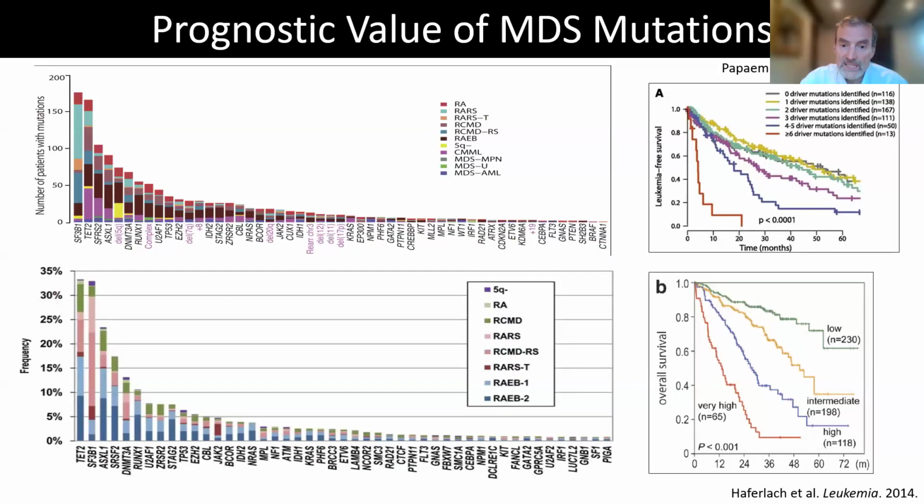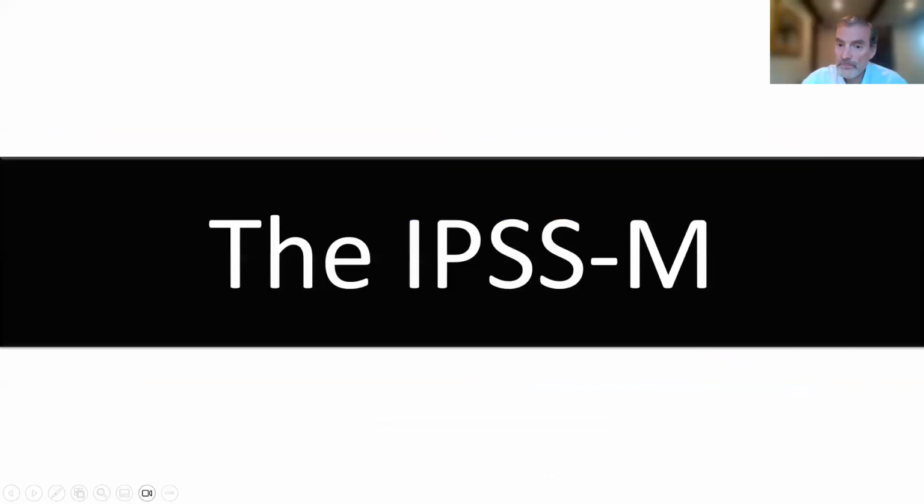Now, this has been repeated many times. As I mentioned, now we know not about 5 genes that are adverse, but we know closer to 48 genes or 50 genes or even more that are recurrently mutated in MDS, many of which have prognostic significance. And just looking at the mutations, these two studies from 2014 could stratify patients into different risk groups. So we knew that these mutations were really important.